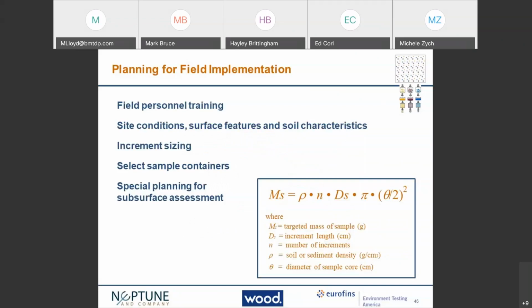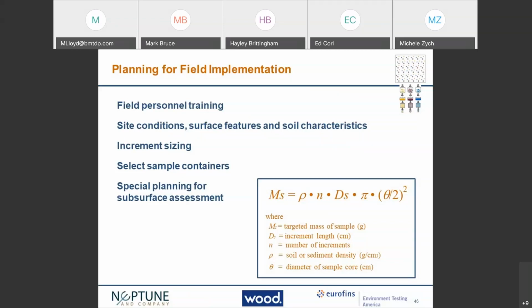All right, well then that gets us into planning for your field implementation. You're going to need field personnel that are properly trained in the collection procedures. It is a little different than going out and just grabbing a single discrete sample. You need to understand the site conditions, surface features, and the soil characteristics, and to know what tools might be required. Like, how hard is that soil? Are there a lot of cobbles that you'll need to negotiate? Do you need certain tools, different buckets, things of that nature to put together your samples?